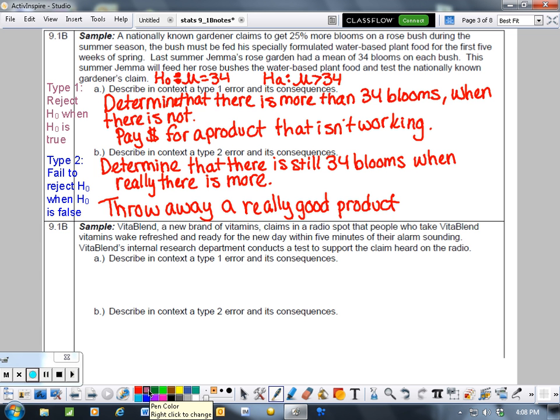Okay, next one. VitaBlend, a new brand of vitamins, claims in a radio spot that the people who take VitaBlend vitamins wake up refreshed. So our null hypothesis is within 5 minutes. Okay, so we assume that on average people get ready in 5 minutes. We're hoping that using this VitaBlend that they get ready in less than 5 minutes. Describe a Type 1 context error. So Type 1 error is we reject H0. So we reject 5 minutes and we determine that HA is true.